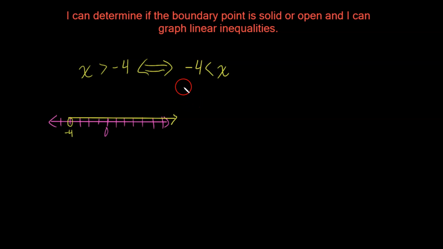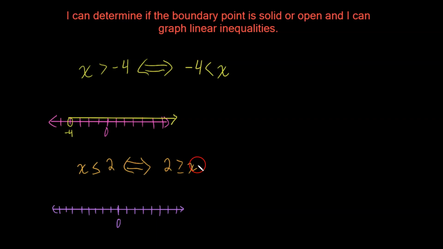So let's look at another example here. We're looking at x is less than or equal to 2. This line underneath means or equal to. So similar to the last problem, this is the same exact thing as 2 is greater than or equal to x. These are the exact same things, so their graphs would look the exact same.